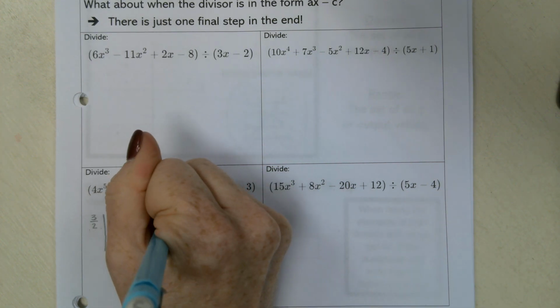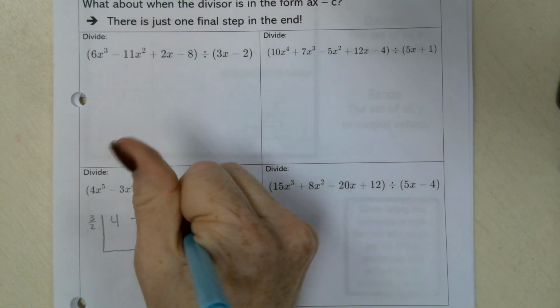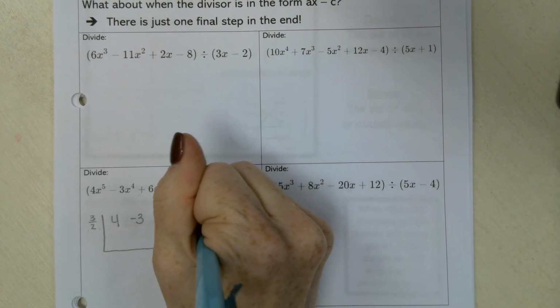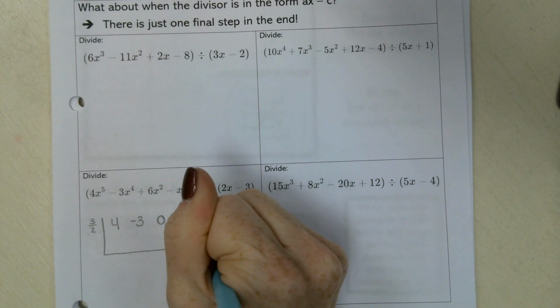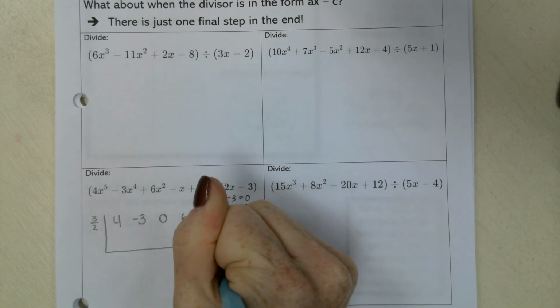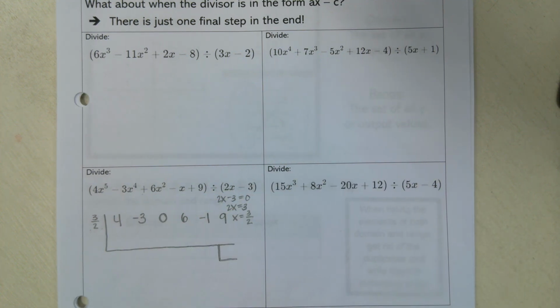All right, do I have an x to the 3rd power? No. So you gotta put a 0 in its place as a placeholder. Then I have positive 6x squared, negative 1x, and then my constant was 9. And underneath the 9, I'm going to put my remainder box. Okay?